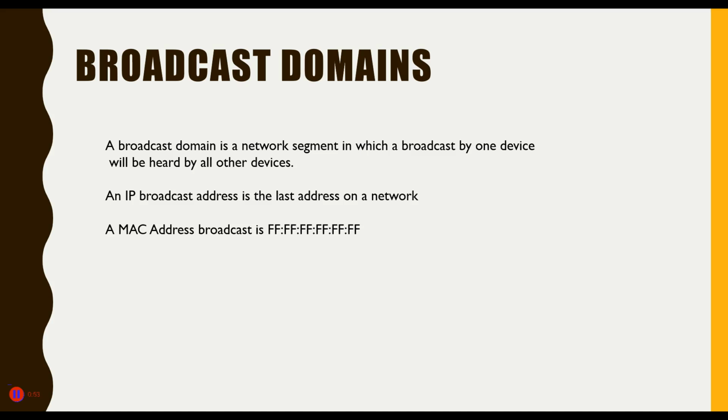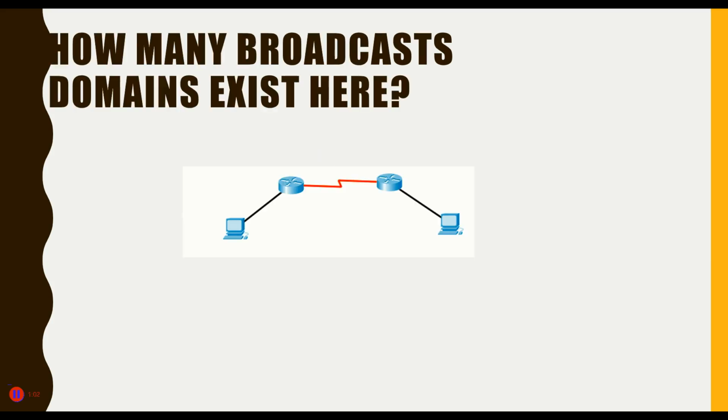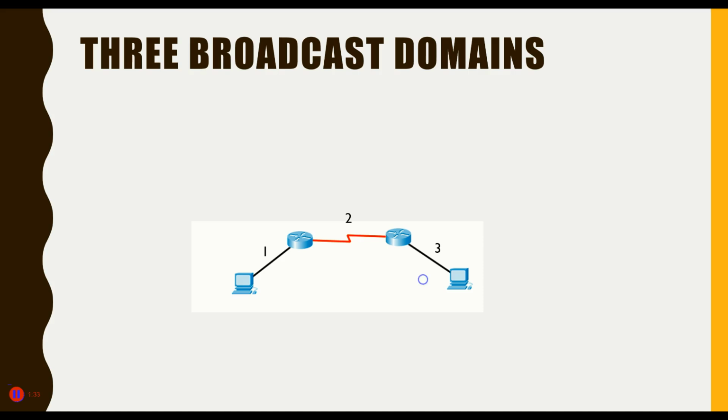So let's see now how broadcast domains are created. Broadcast domains are separated by routers. Looking at this, how many broadcast domains do we have? Well, if we look carefully, we have one right over here because we have a segment connected to a router. We have a second broadcast domain right here, again separated by a router, and then a third broadcast domain right over here. So we have three broadcast domains in this particular case.